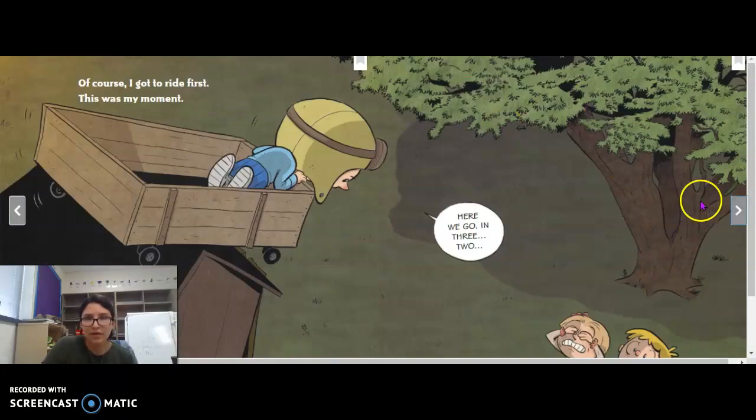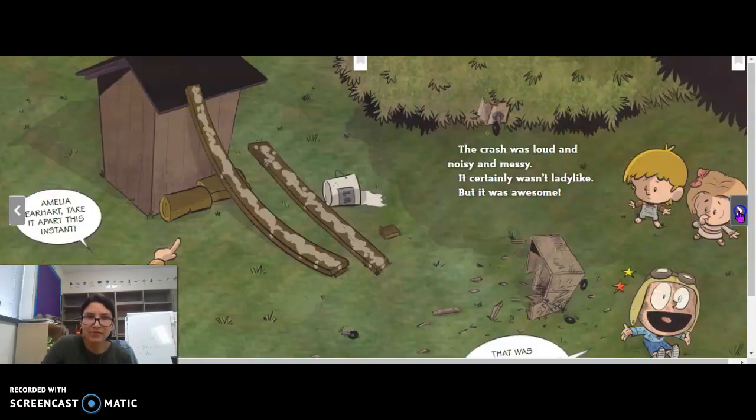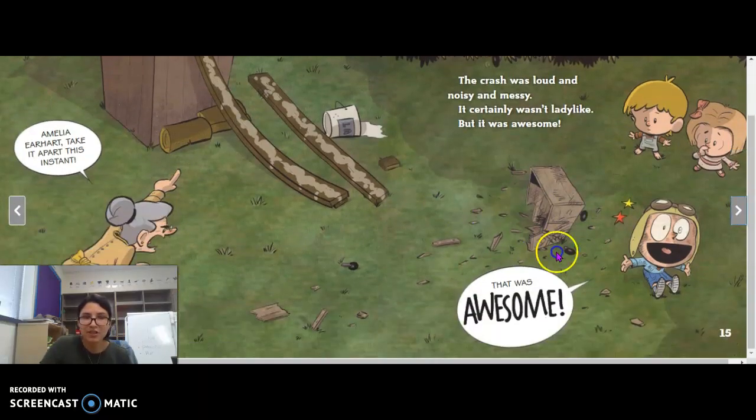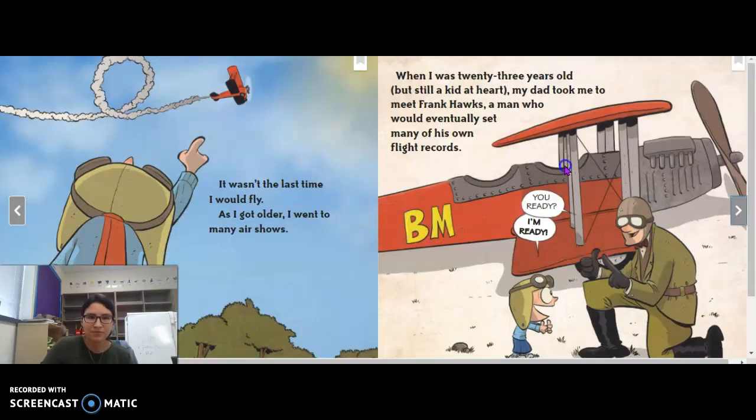Some pictures right here. Right here, this is in color. It stands out, right? And notice, I was flying. Do you see how this word is even bigger than the rest of the text? It's meant to stand out. Another speech bubble. Another speech bubble. And right here, that was awesome. It's nice and big. It's meant for us, the reader, to read it out loud. More speech bubbles, pictures.